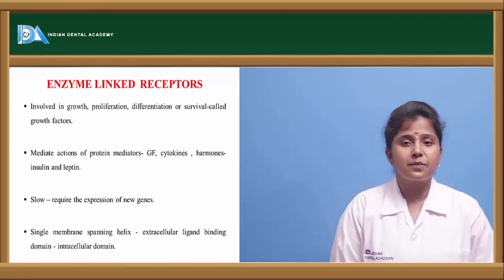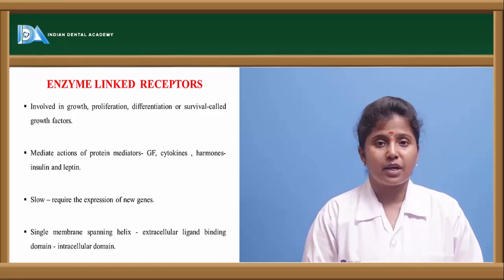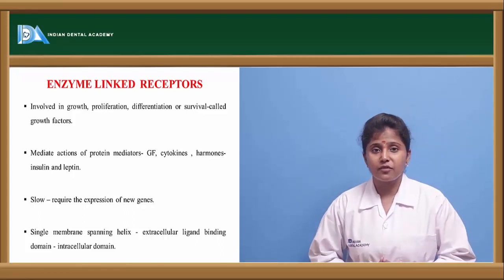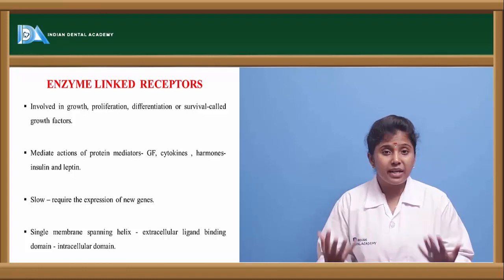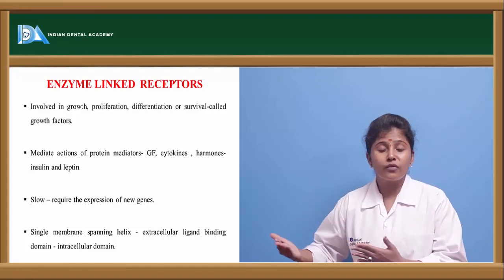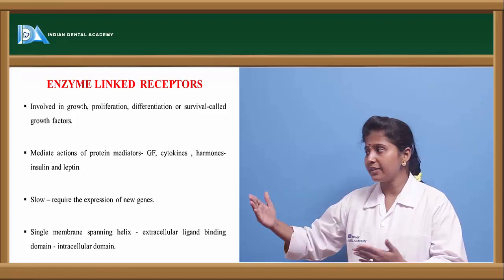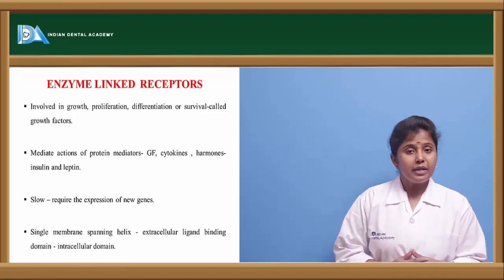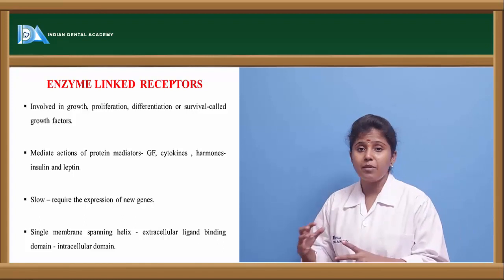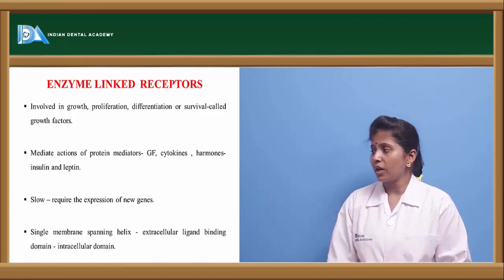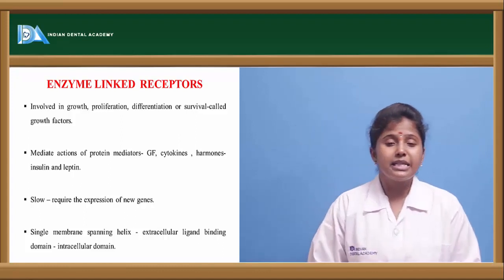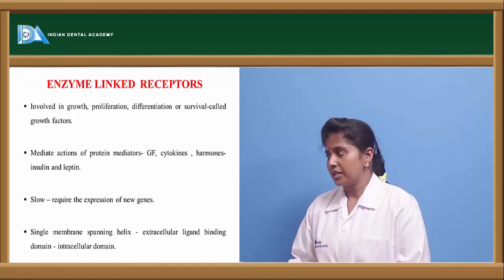The other type of receptors are enzyme linked receptors. These enzyme linked receptors are involved in various mechanisms like growth. They help in growth, proliferation, that is cell division, and differentiation. And there are various chemical mediators which are there, like cytokines, hormones, insulin and leptin. All these mediate the action of these receptors.